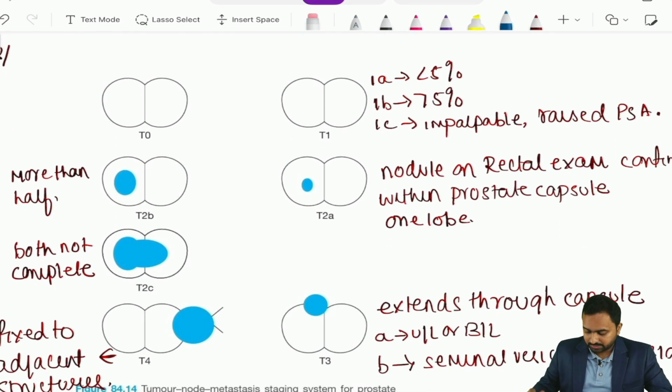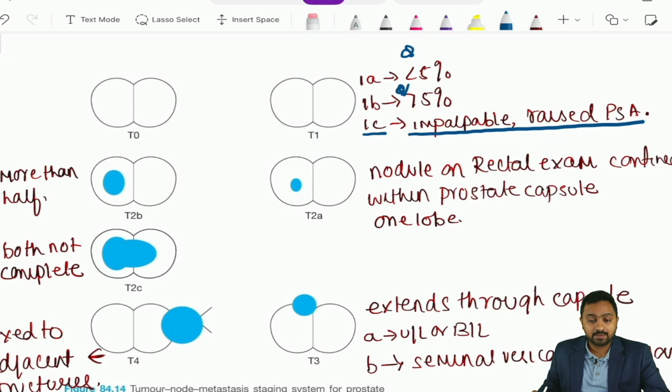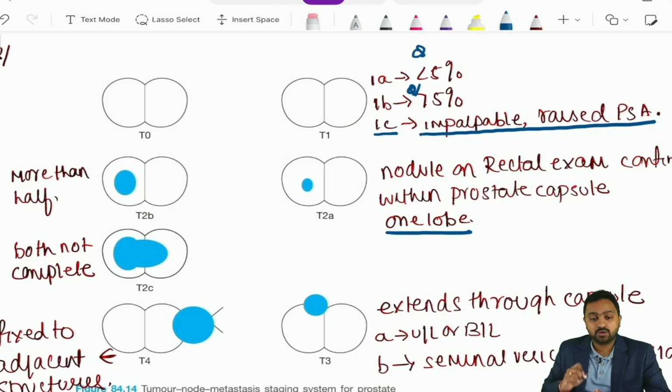Then we have the staging of prostate cancer, right. If you look over here, T1A is when it is found in less than 5% of the resected specimen, T1B is when it is seen in more than 5% of the resected specimen, and T1C is an impalpable raised PSA. Then you have T2A, where you find a nodule on rectal examination which is confined within the prostate capsule to one lobe. In T2B, the nodule is confined to more than half of the lobe.